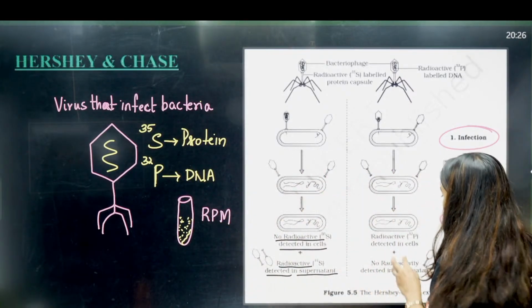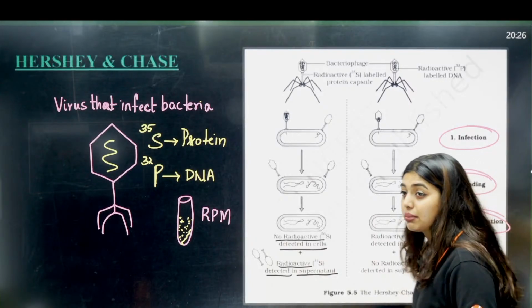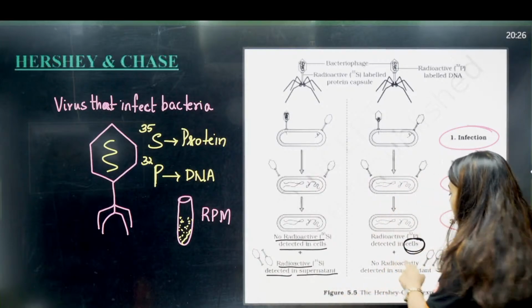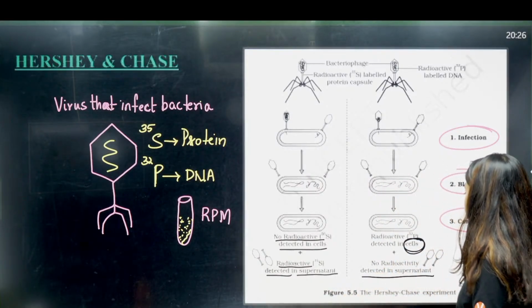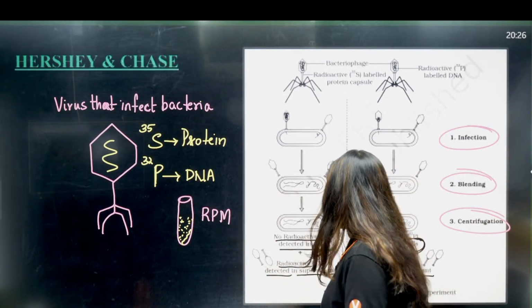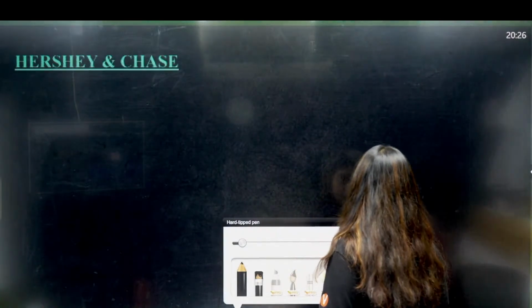Here, radioactivity detected in the cell means DNA got inside, the genetic material got inside the cell. So, DNA becomes the transforming principle. Here, no radioactivity detected in the supernatant. Is this clear? This is how Hershey and Chase proved that DNA is the genetic material. Any doubts so far on this?